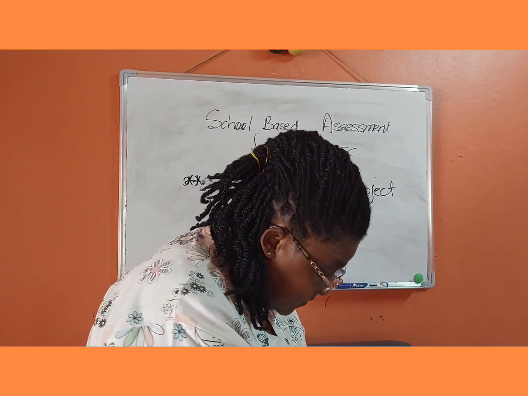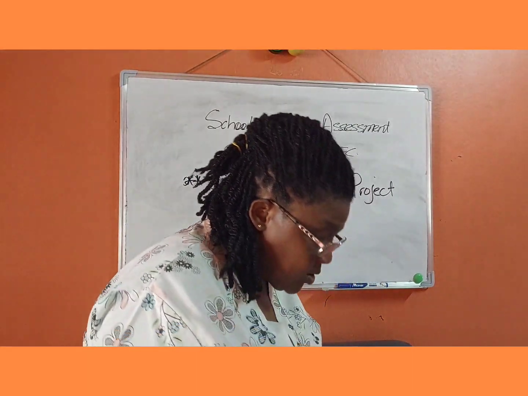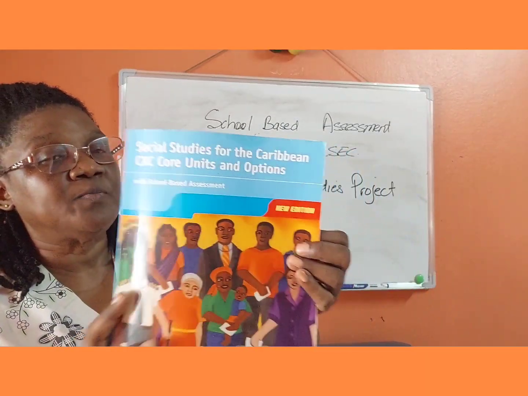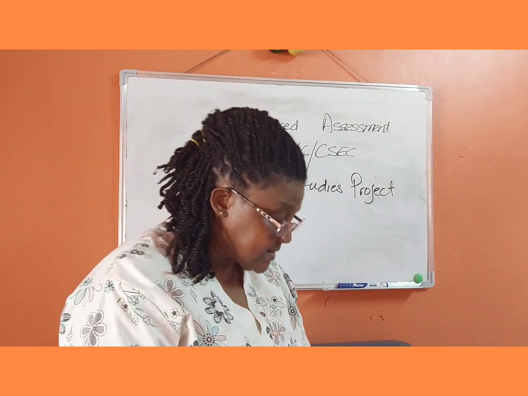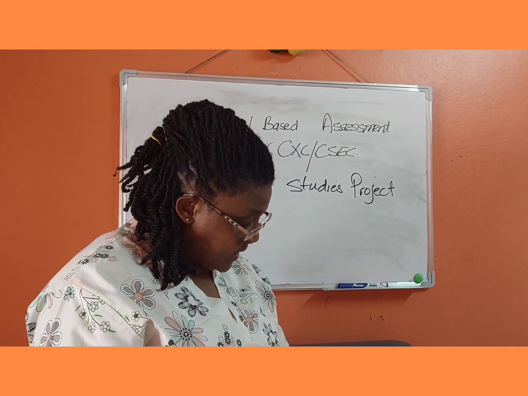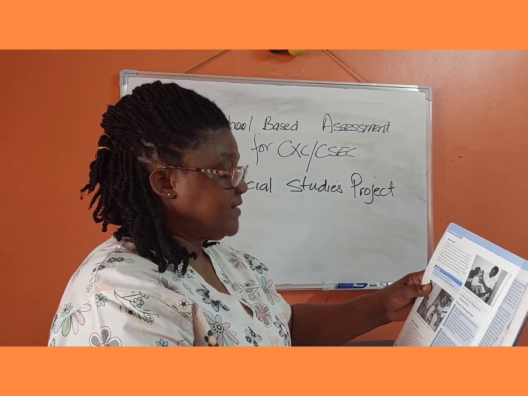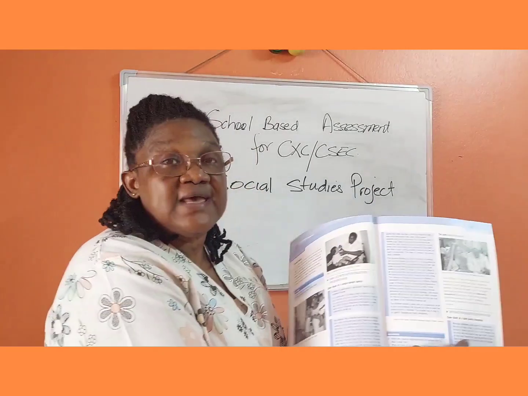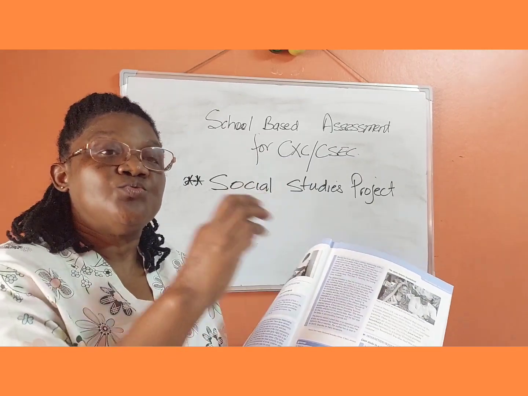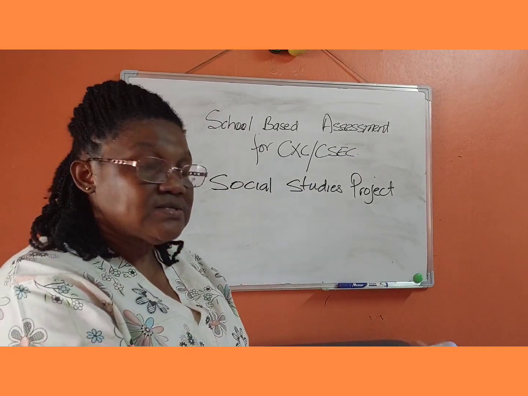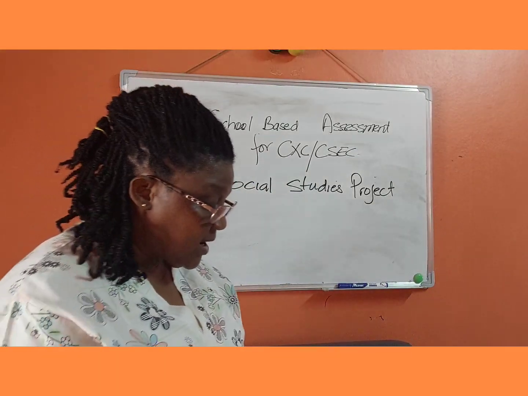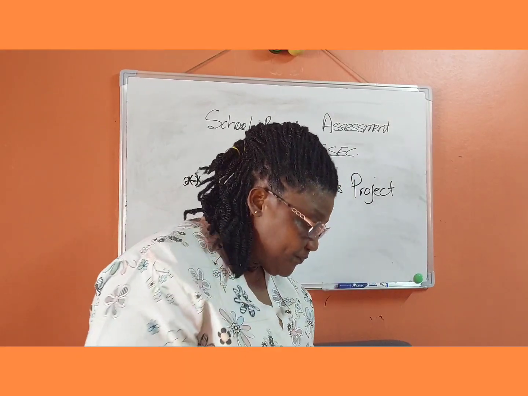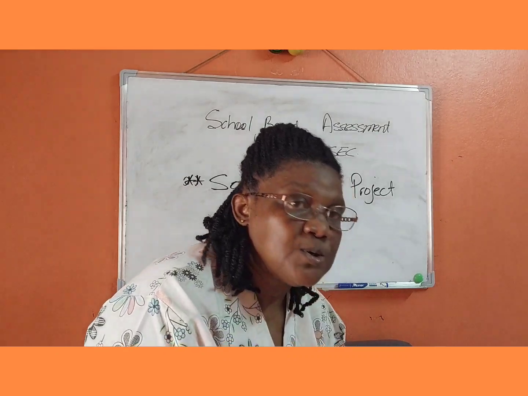So let us look at some of the discussions that are presented here. Now, I am looking at another textbook, Social Studies for the Caribbean, CXC Core Unit and Options, with school-based assessment. I am looking at page 12, at a case study of a single-parent family. So throughout the book, we have a lot of case studies being presented, all right? And we are expected to read and critically discuss these case studies. They are not just there because the author believes it will fill up the pages. They are there for us to read.